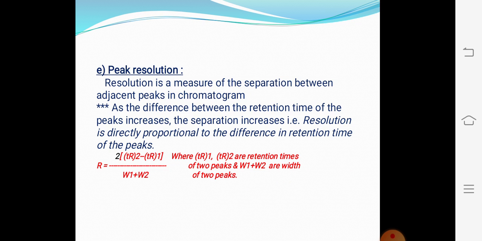Next is the peak resolution. What is the peak resolution? Resolution is the measure of separation between adjacent peaks in a chromatogram. As the difference between the retention times of the peaks increases, the separation increases. That is, resolution is directly proportional to the difference in retention time of the peaks. Then R is equal to 2 times (TR2 minus TR1) upon (W1 plus W2), where TR1 and TR2 are the retention times of two peaks and W1 and W2 are the widths of the two peaks.